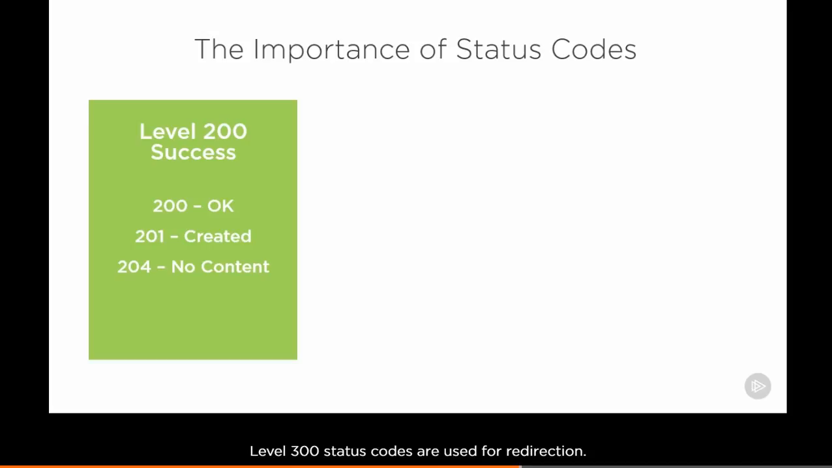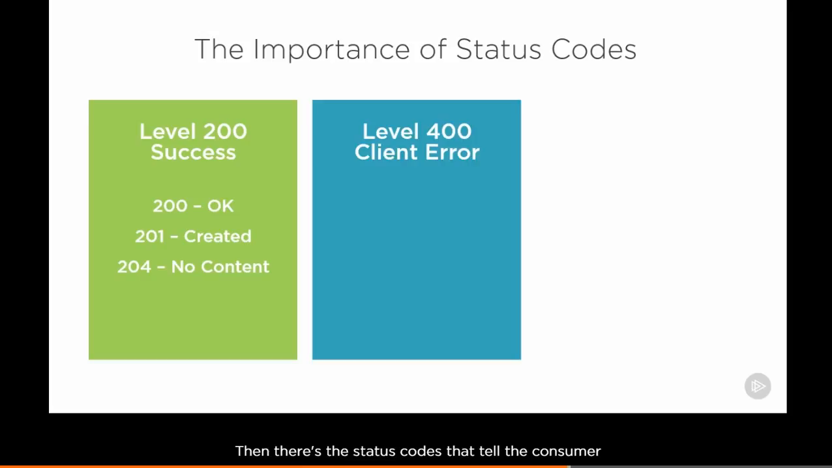Level 300 status codes are used for redirection. For example, to tell a search engine a page has permanently moved. Most APIs don't have need for these. Then there's the status codes that tell the consumer he did something wrong. Level 400, client error. 400 means bad request. The request you, as a consumer of the API, sent to the server is wrong. For example, the JSON the consumer provided can't be parsed.